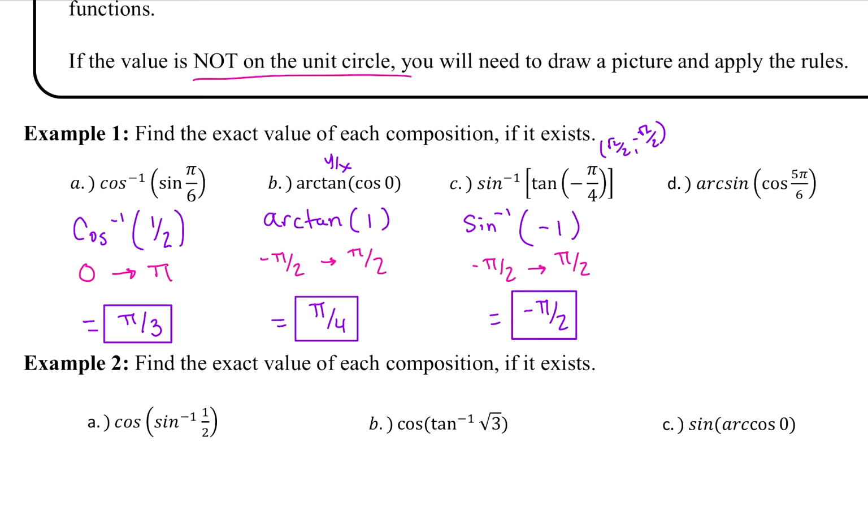And of course, this last one over here says arc sine, and they asked us to find the cosine of 5 pi over 6. I know that my pi over 6 cosines are always square root of 3 over 2, but in this case, it's going to be negative. So negative square root of 3 over 2.